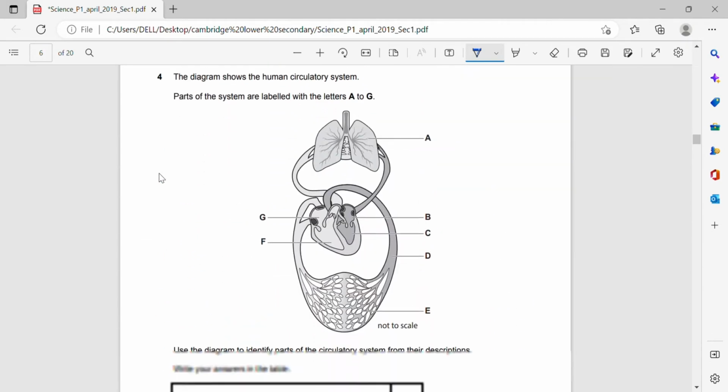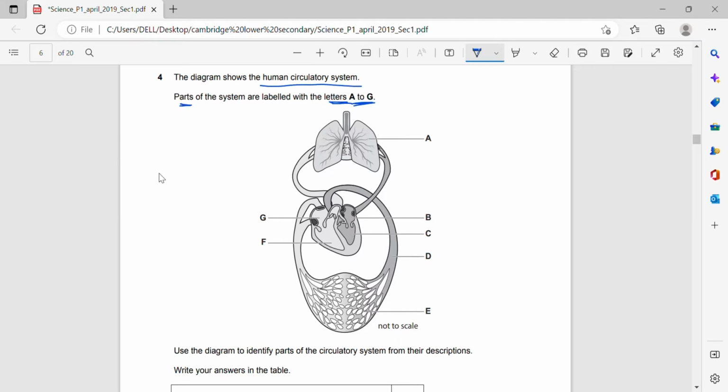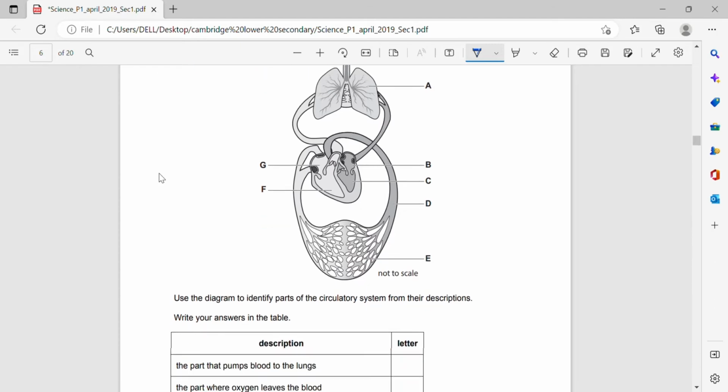Next question. The diagram shows the human circulatory system. Parts of the system are labeled with letters A to G. يبقى عندي هنا دي ال circulatory system والports are taking letters from A to G. طيب يبقى عندي هنا ال heart وعندي هنا ال lungs وعندي arteries وعندي veins وعندي capillaries. طيب use the diagram to identify parts of the circulatory system from their descriptions. Write your answers in the table.